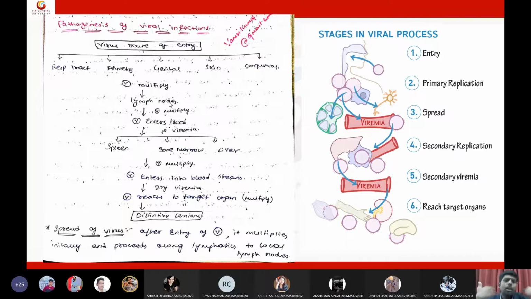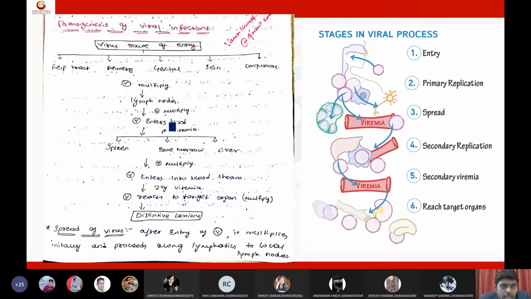We have lymph nodes in all our body, right? We have many lymph nodes. So now the virus will migrate towards the nearby lymph nodes and multiply again there. After multiplication, this is very important: for the first time, the virus will be released into the blood.